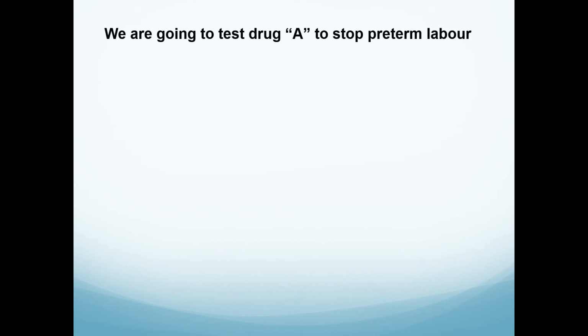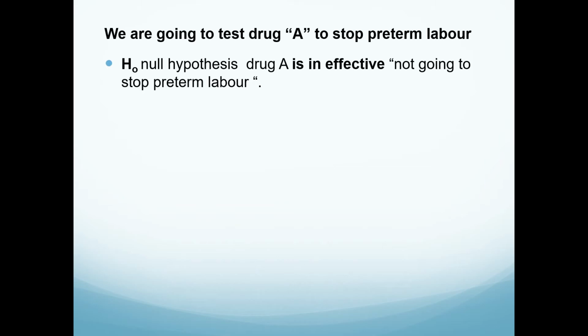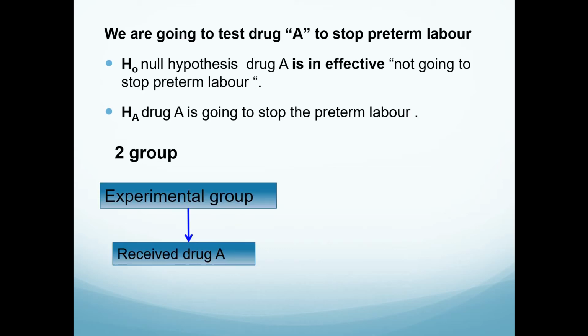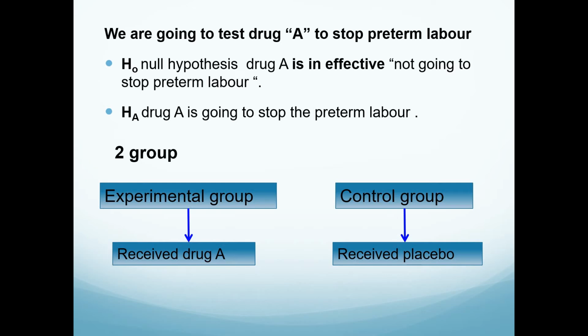Assuming we have a patient who has preterm labor, and somebody is telling us that there is a drug, which we will label drug A, and this drug A is effective in stopping the preterm labor. So we are going to test drug A to stop the preterm labor. The null hypothesis is that this drug A is ineffective, not going to stop the preterm labor. The alternative hypothesis is saying that drug A is going to stop the preterm labor. So actually we have two groups, the experimental group receiving drug A and the control group receiving the placebo.